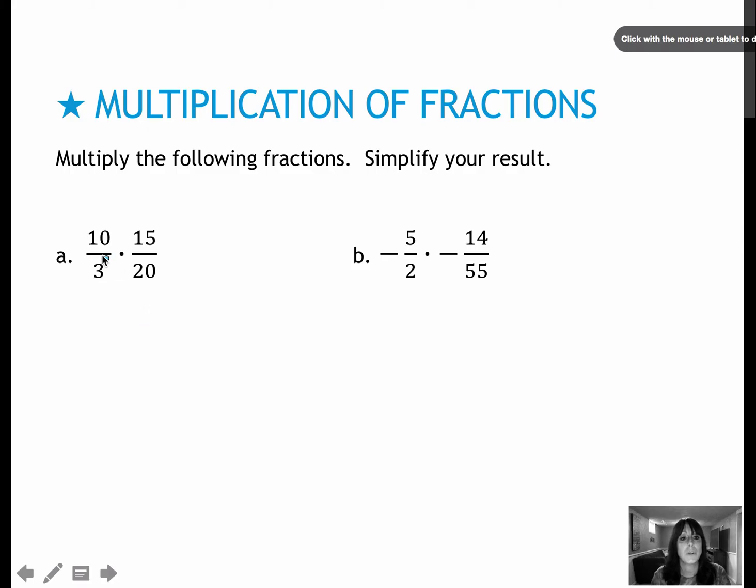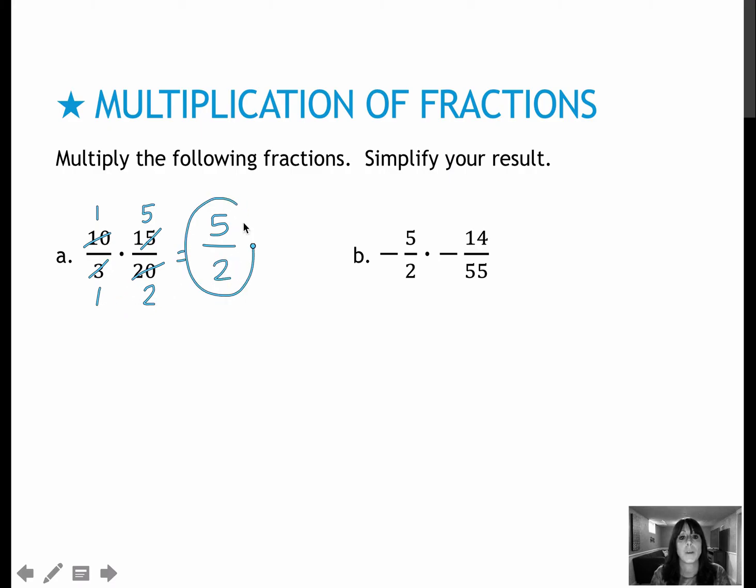For my first example, again, I'm going to try to reduce as much as I can. So looking at 10 and 20, I'm going to divide 10 by 10 to get 1, and 20 by 10 to get 2. I'm also going to look at the 3 and the 15. 3 goes into 3 1 time, and 3 goes into 15 5 times. And I think I've gotten everything. Now I'm going to multiply. 1 times 5 is 5, and 1 times 2 is 2, and so my solution is 5/2.